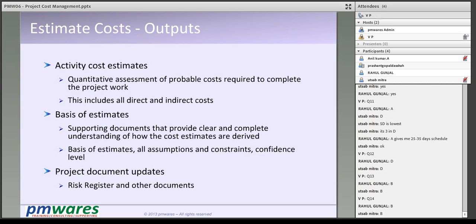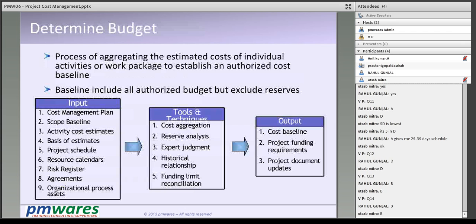So what we come out with is a cost estimate of each activity. What is the basis of the estimates? All the assumptions, constraints, anything we have considered for estimating, we should document that as well. The next thing will be determining the budget.